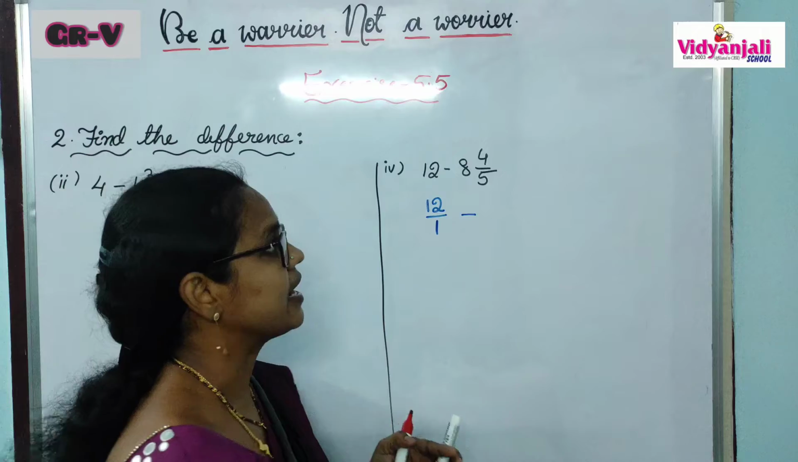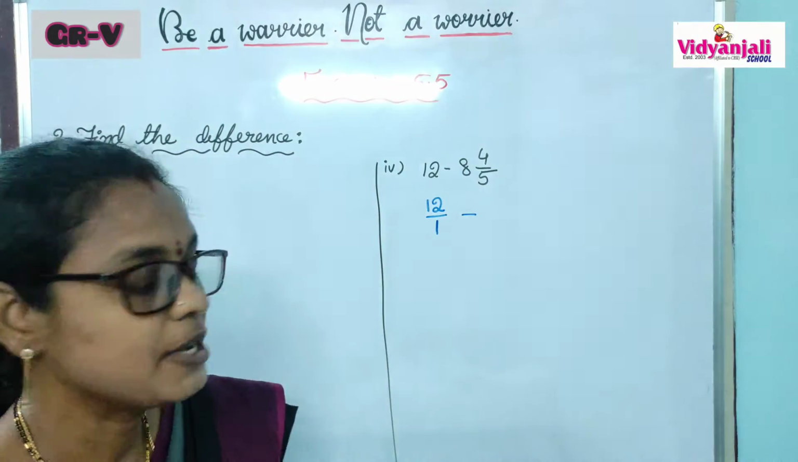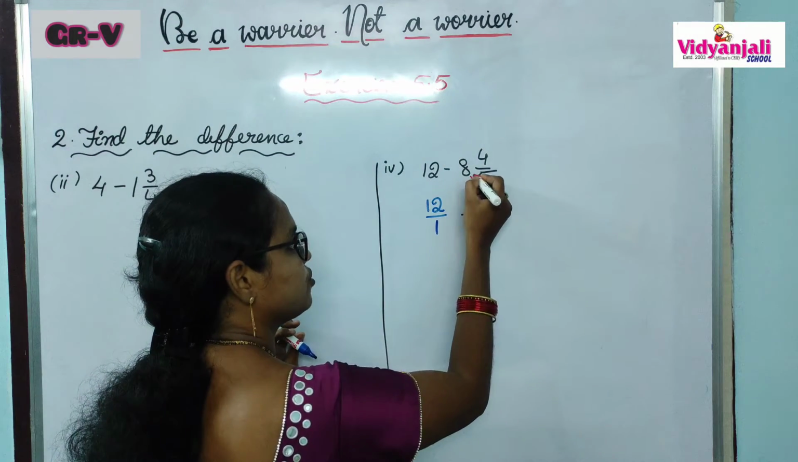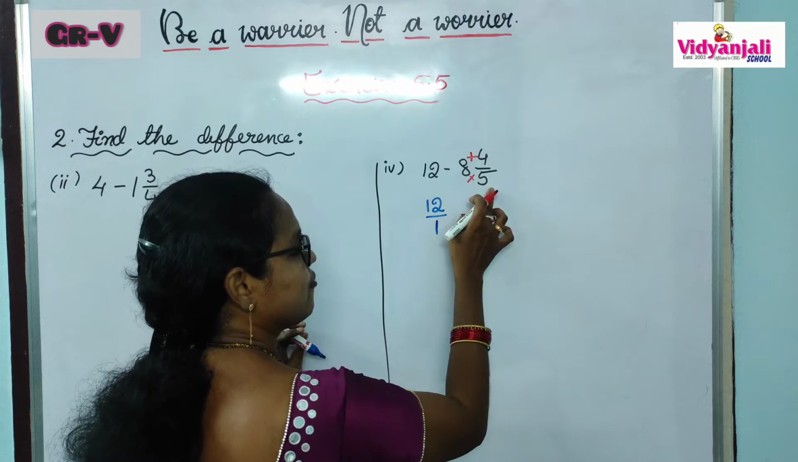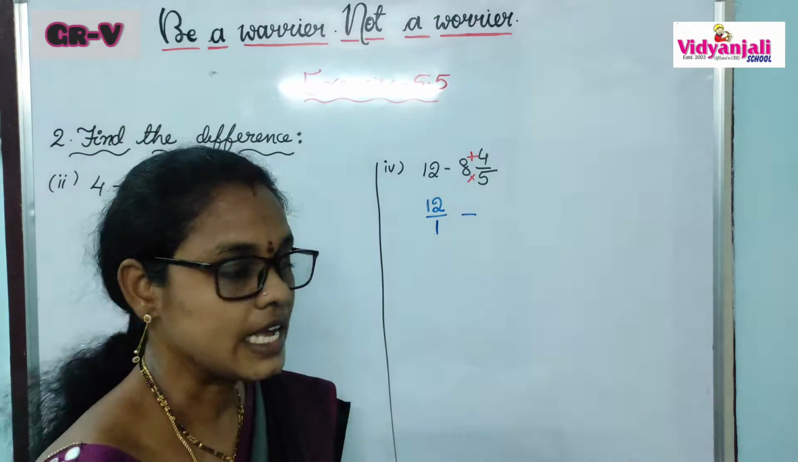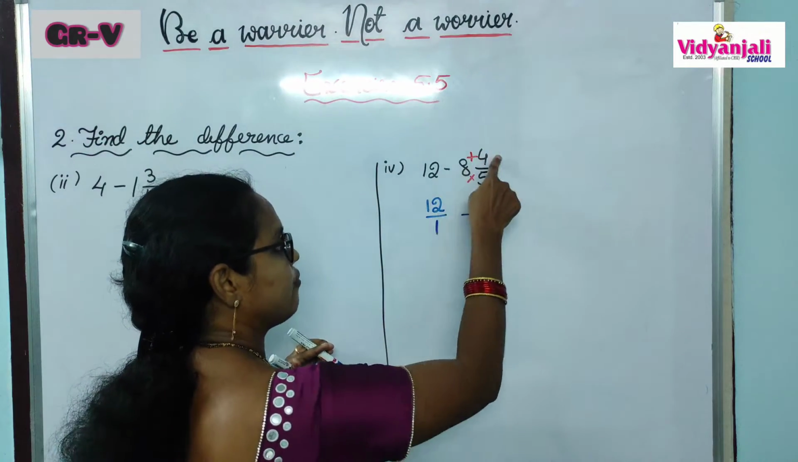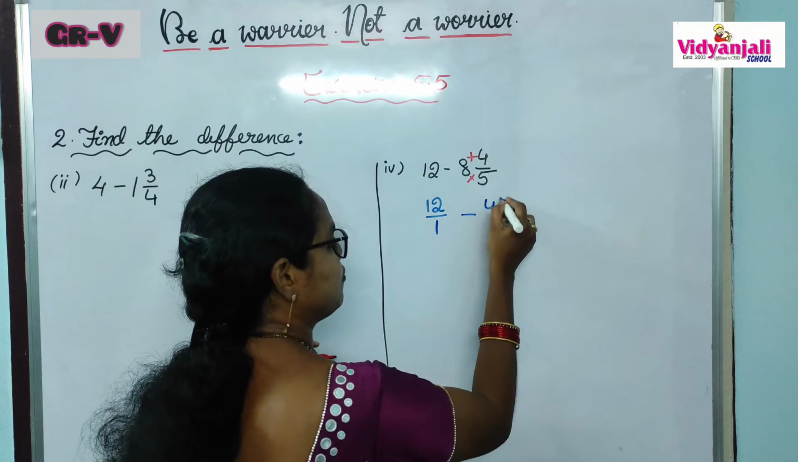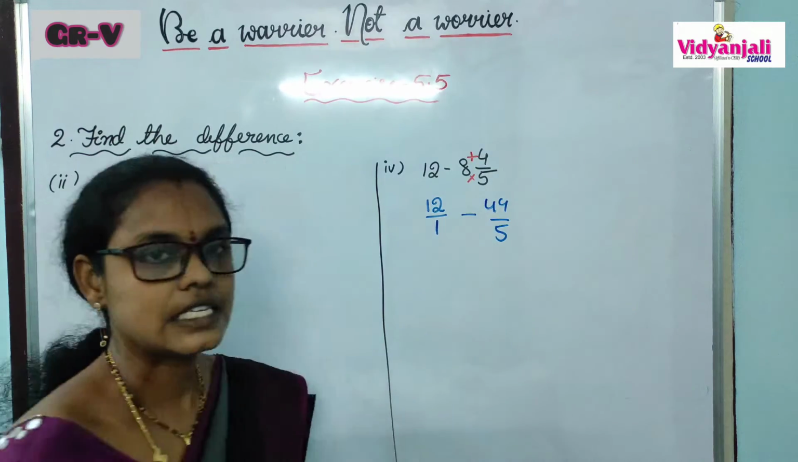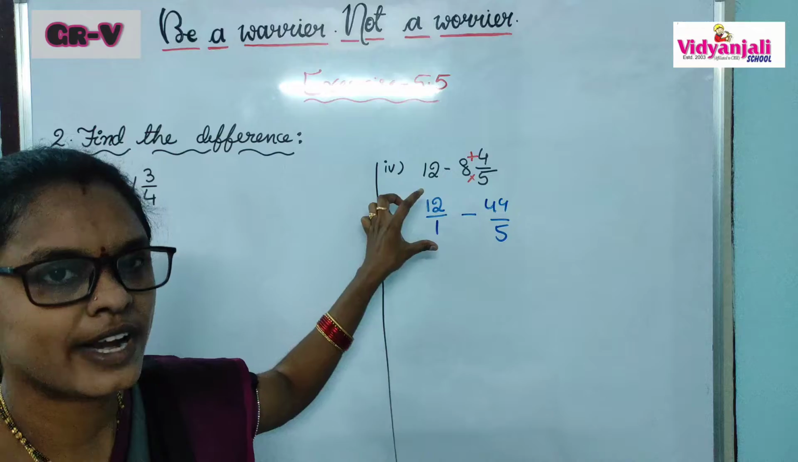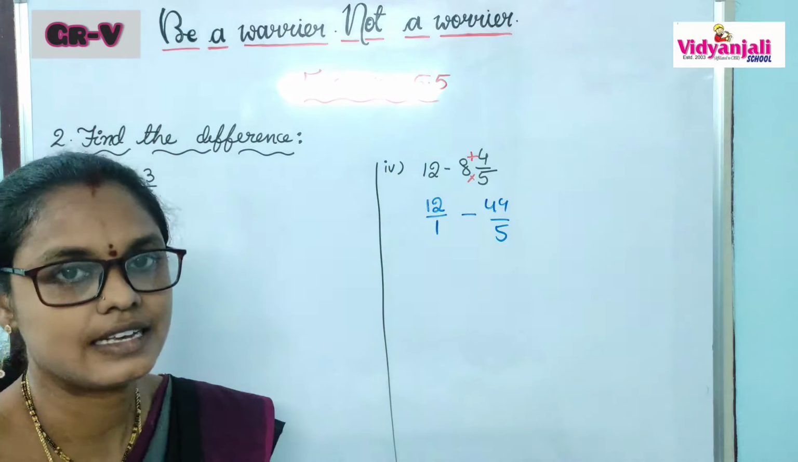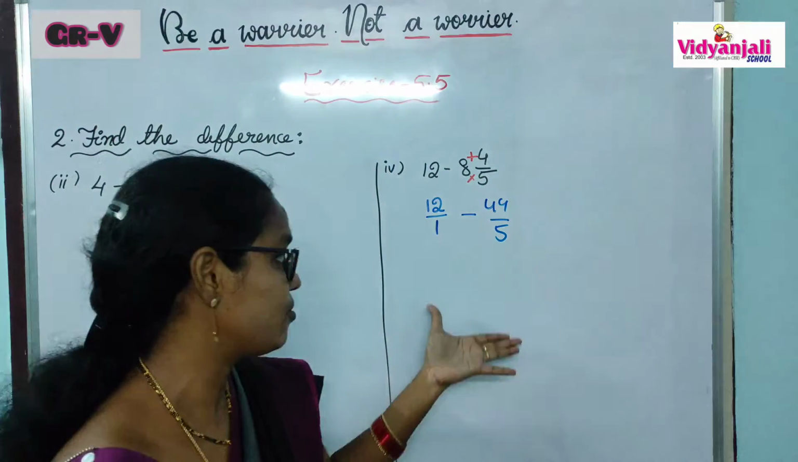And then how to convert a mixed fraction to an improper fraction? We know these two, you should multiply and add this. 5 8s are 40. 40 plus 4, 44 by 5. See, this is a small point we are going to learn in this exercise. The remaining part, we know everything.